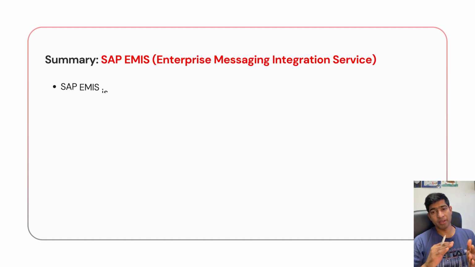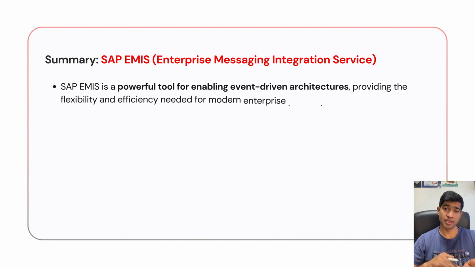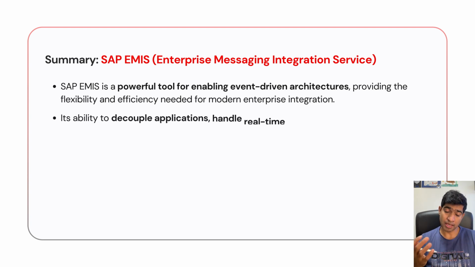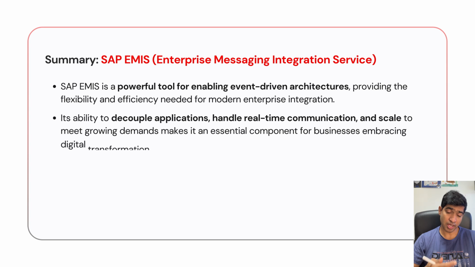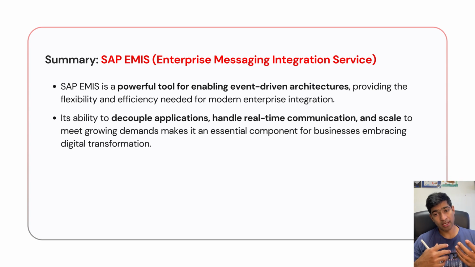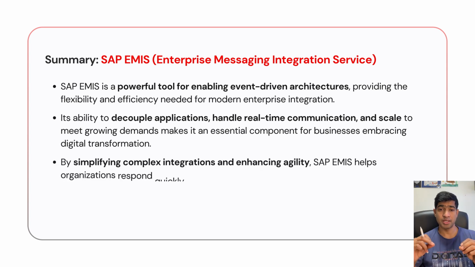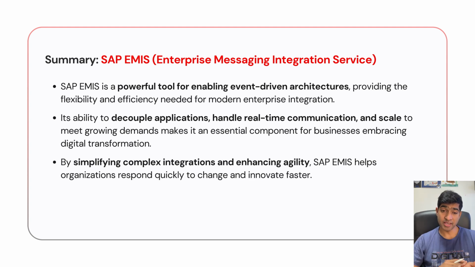In summary, SAP EMIS Enterprise Messaging Integration Service is a powerful tool for enabling event-driven architectures. It provides the flexibility and efficiency needed for building modern integrations. Okay. Its ability to decouple applications and handle real-time communication asynchronously helps to scale and build flexible integrations in your organizations. Okay. This is one of the key features. By simplifying complex integrations and enhancing agility, EMIS helps organizations respond quickly to change and innovate faster.